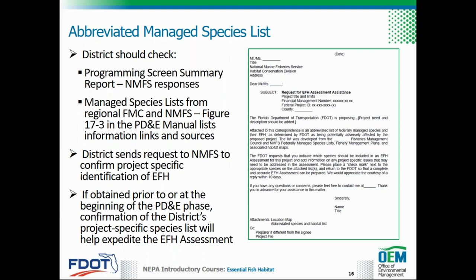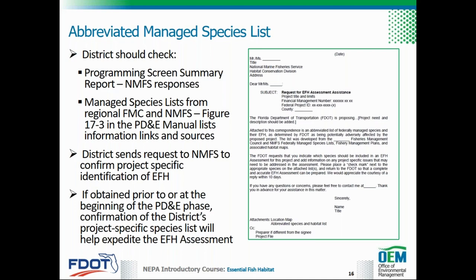Once the list has been developed, the district should send a request to NMFS to confirm project-specific identification of EFH. It is recommended that each district send this request to the appropriate Habitat Conservation Division Florida office. A sample letter request is provided as a figure in Part 2, Chapter 17 of the PD&E manual. Confirmation of the district's project-specific species list will ultimately help to begin and expedite the EFH assessment process if obtained prior to or at the beginning of the PD&E phase.